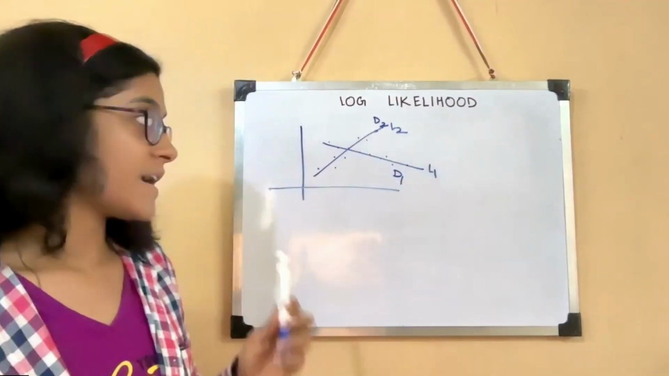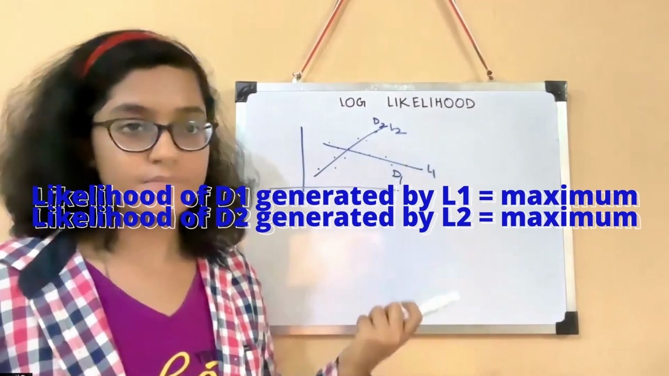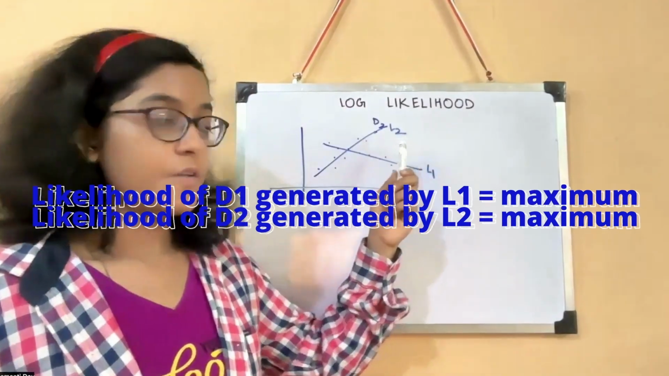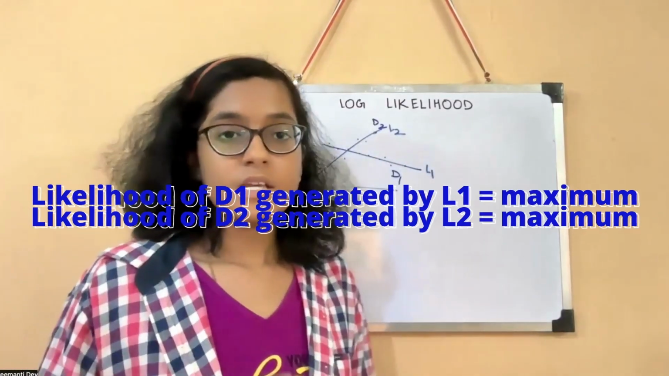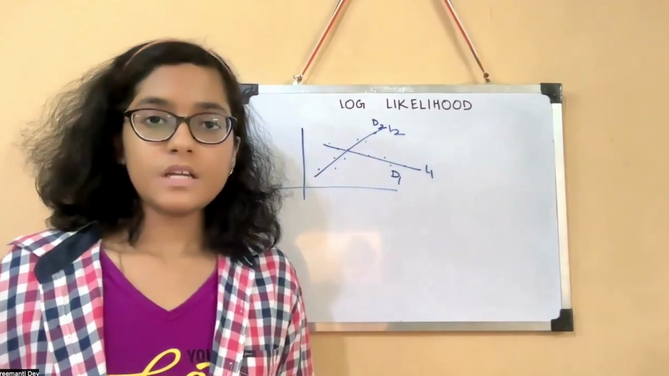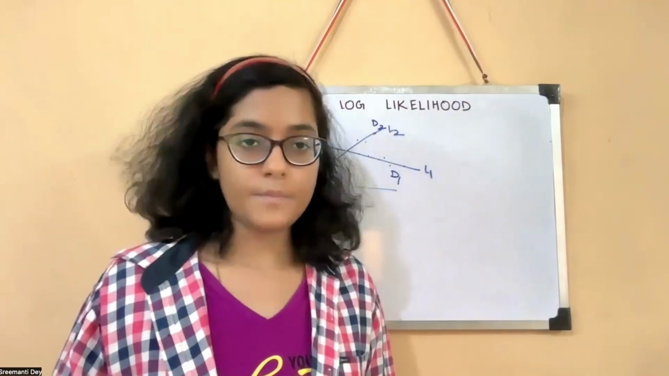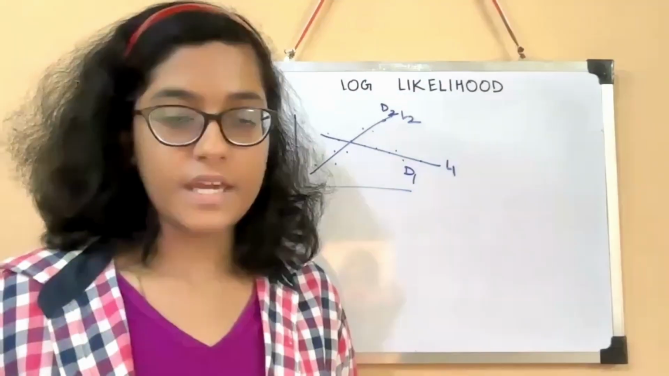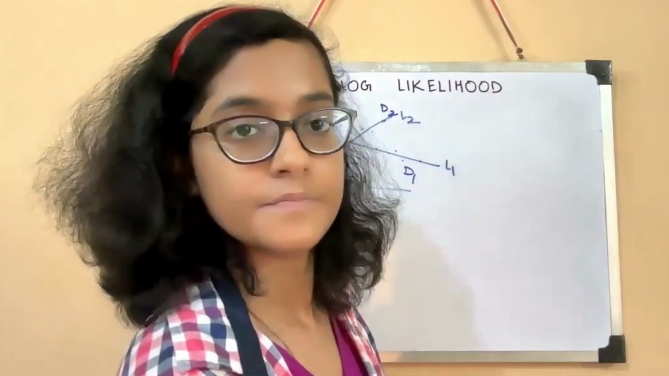So we want to maximize the likelihood. The likelihood of the data D1 being generated by L1 is maximum, and the likelihood of D2 being generated by L2 is also maximum here. So that is our main target. We often use likelihood when comparing different models. Okay, so now how do we express the likelihood mathematically?